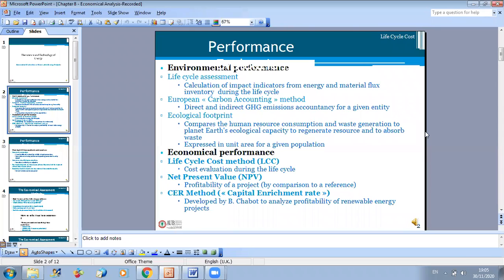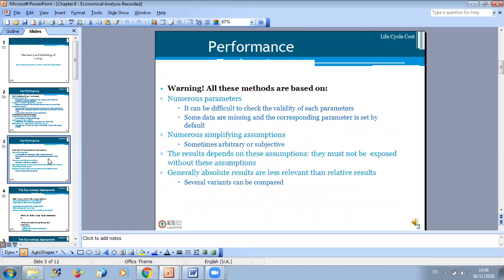And another factor is the CER method, capital enrichment rate, which is a method developed to do the analysis of the profitability of renewable energy projects. So we will go over all of these factors of economical performance. But we should pay a lot of attention, because all of these methods are based on several parameters, and sometimes it can be difficult to check the validity of each parameter. What do we mean by this? For example, let's say if you want to invest in Lebanon, you have a risk factor.